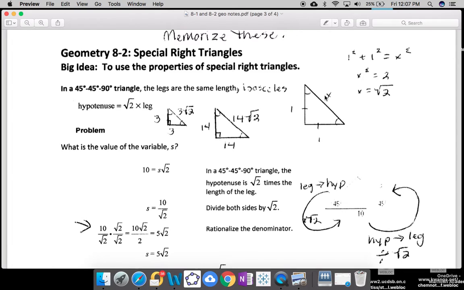Now, as you recall from last chapter, all triangles with the same angle measurements are similar, and the proportions of the sides will be the same.